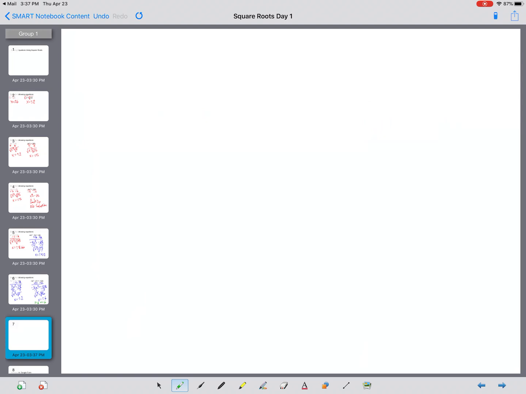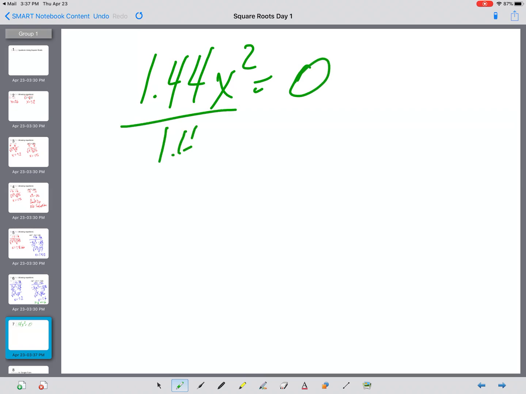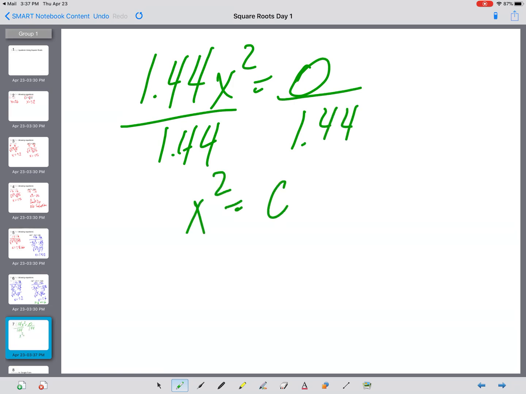I'm going to give you one more quick one that I just happened to think about that I haven't touched. And this is about as simple as life can be. Let's just say I had 1.44 x squared equals 0. Well, I'm going to divide by that 1.44. And then I'm going to get x squared equals 0, square root, plus or minus 0. 0 times 0 is 0. Remember, 0 doesn't have a plus or minus. So if my solution is 0, I just call x equals 0. And that's my answer.